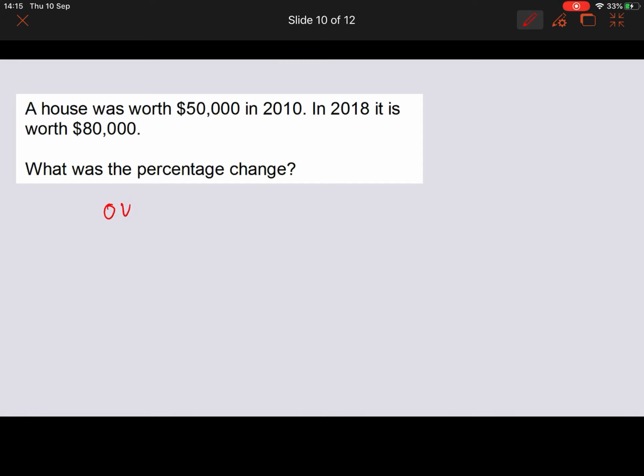What about this one? A house was worth £50,000 in 2010. In 2018, it was worth £80,000. So what we do here is, again, we write down that formula. I cannot stress enough, we write down formulas every time, because then we just have to put in what we know. A house was worth 50,000, so that's the old value. It's now worth 80,000, so that's the new value. And we don't know the multiplier. It's not given to us. So that's x.